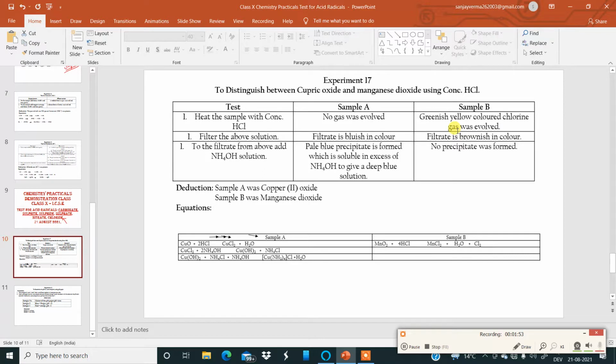Now if you look at the second test over there, both these solutions were filtered into two separate test tubes. The filtrate from sample A was bluish in color, whereas the filtrate from sample B was brownish in color. Now to the filtrate of sample A, if we add ammonium hydroxide solution dropwise and in excess, it gives a deep blue solution. You can see over there, deep blue solution. Whereas to the filtrate of sample B, no precipitate was formed. So this is how to distinguish between copper oxide and manganese dioxide using concentrated hydrochloric acid.